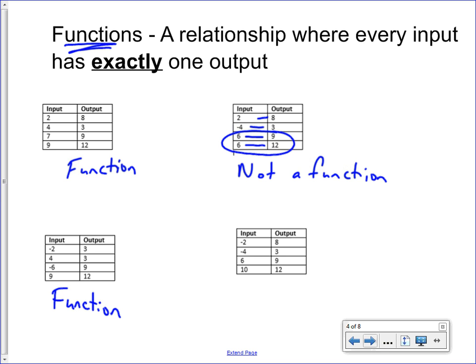On the next one, the input of a negative 2 goes with 8. Negative 4 goes with 3. 6 goes with 9. 10 goes with 12. So again, this one is a function.